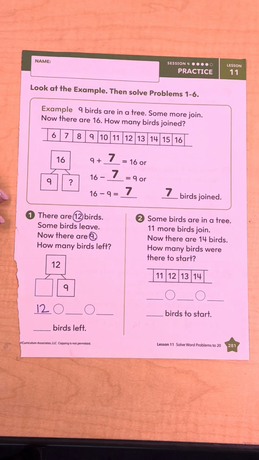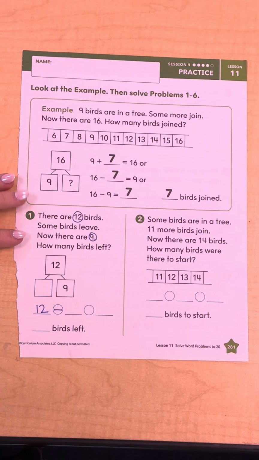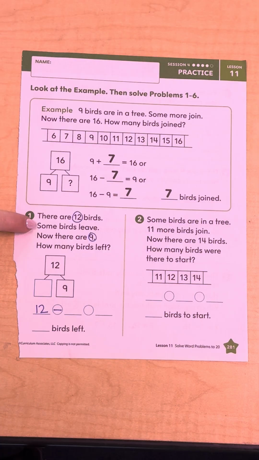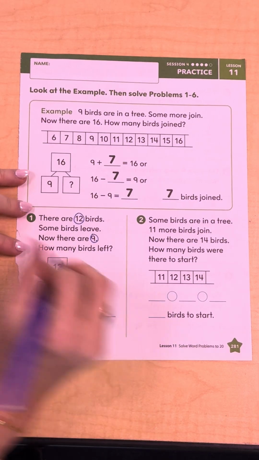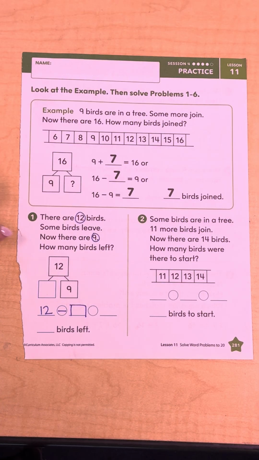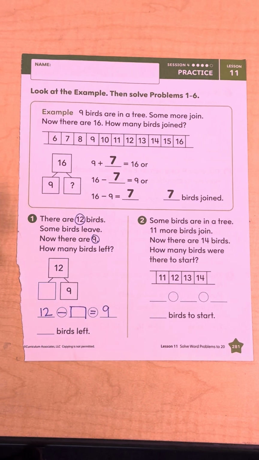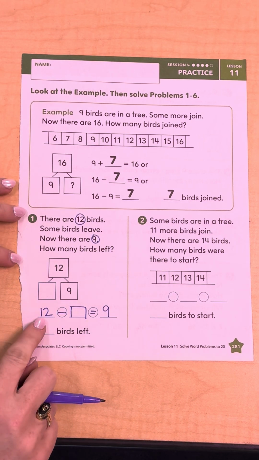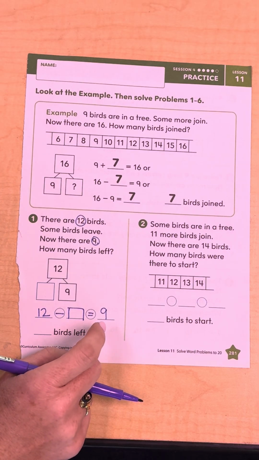I'm going to read it one more time to figure out what we're going to do with these numbers. There are 12 birds. Some birds leave. Now there are 9 birds. Well, if the birds are leaving, I'm going to subtract. But right here it says some birds leave. It doesn't tell me how many. So I have to leave this as a blank because I'm not sure yet. Then it says now there are 9 birds. So my equation looks like this. 12 minus what number equals 9.